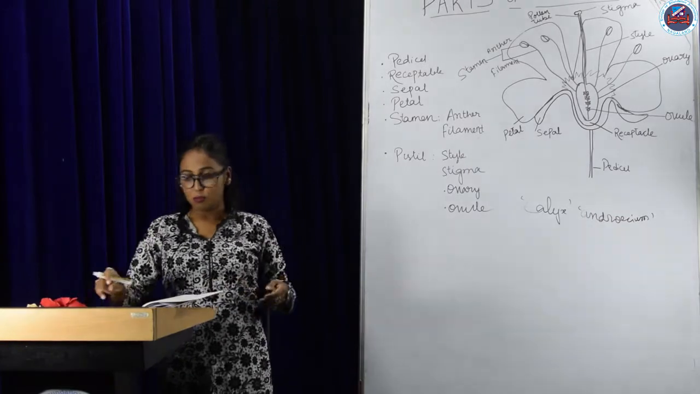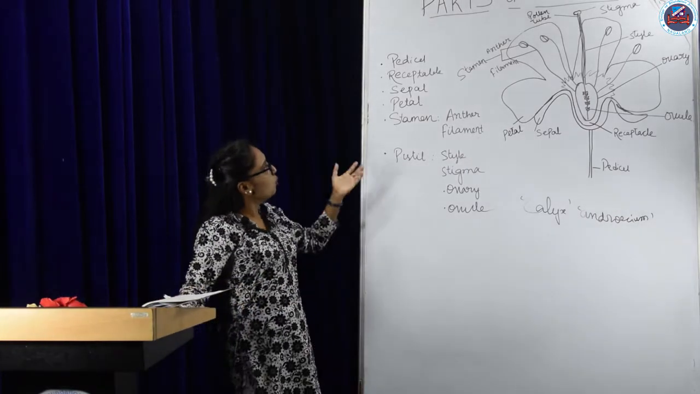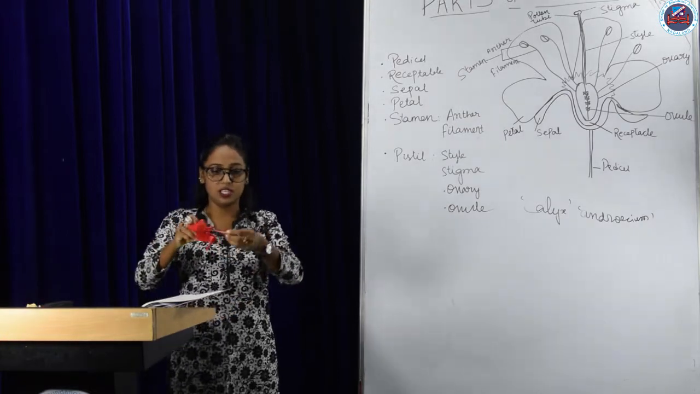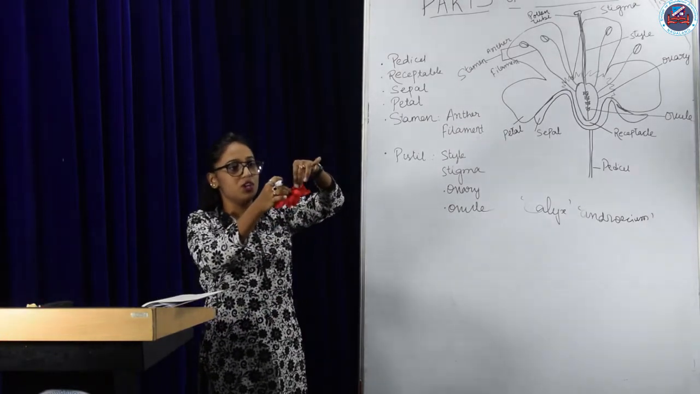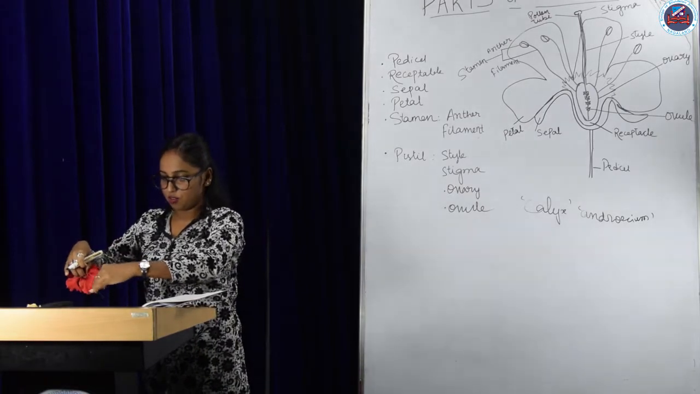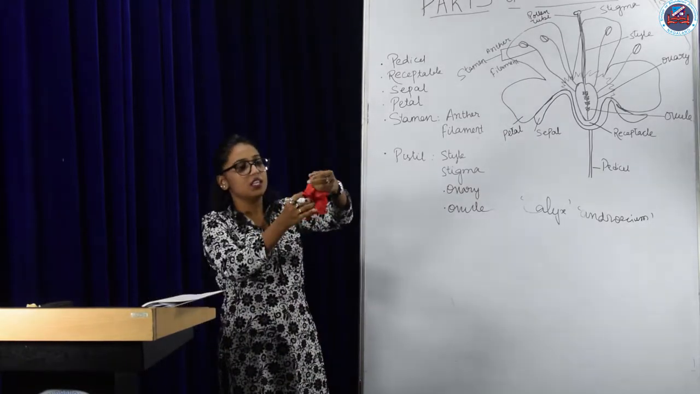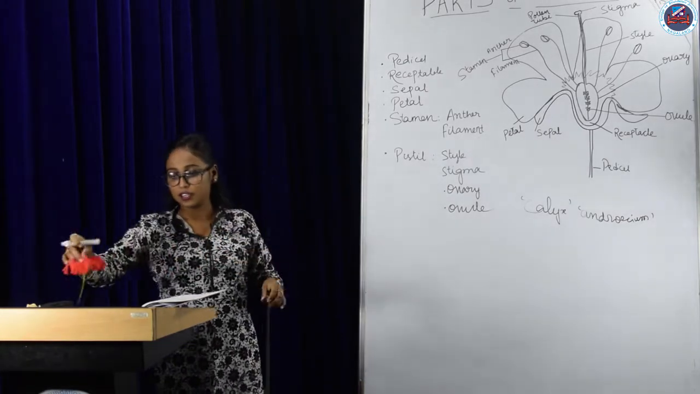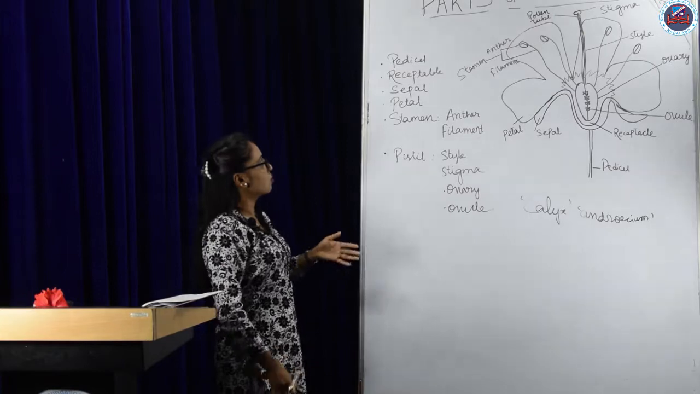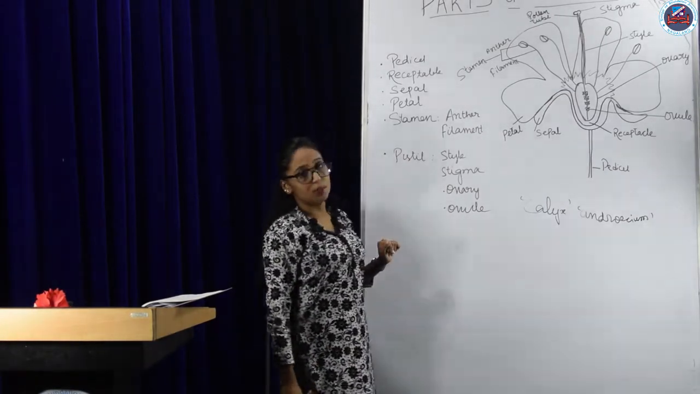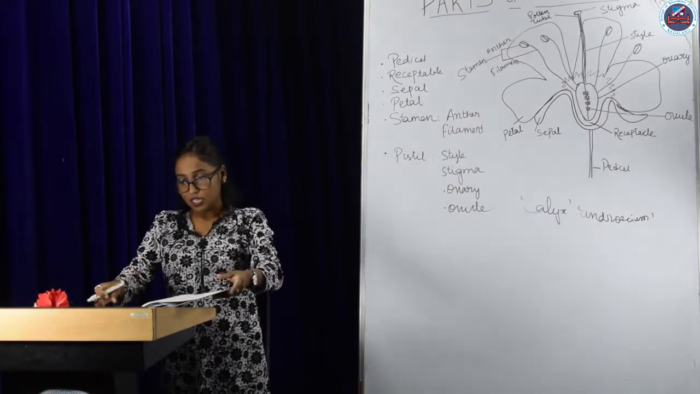Next, moving on, we will find the female part of the flower. See, this is the female part of the flower. If we remove the stamens and all, you can see this part is the female part. This female part is also called the pistil, P-I-S-T-I-L, pistil. It's the female part which contains the female gametes.